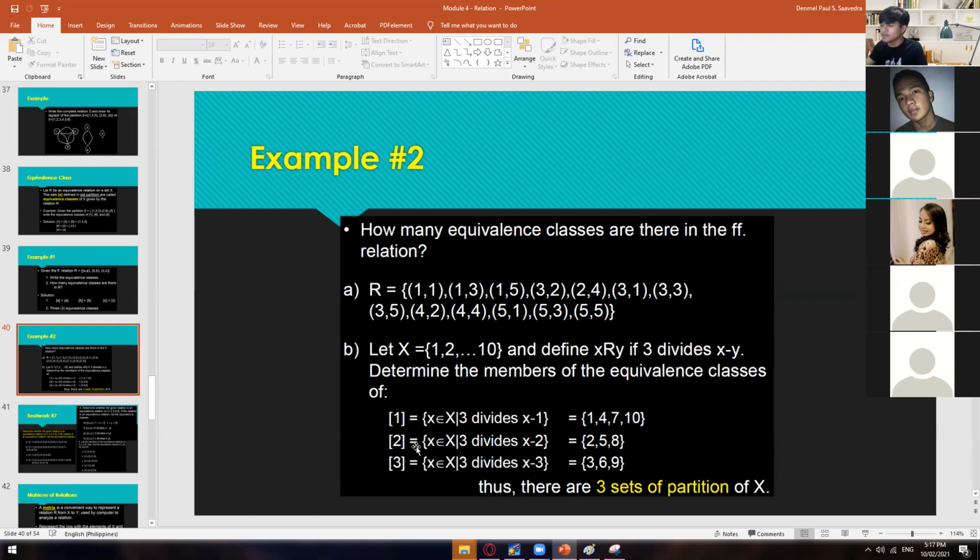If you do this on the next set, or relation, under the other elements of y, you will get 2, 5, 8, and then for 3 you will get 3, 6, 9. From there you will get a total of 3 classes, or 3 sets of partition under set X. Did you guys get this one so far?